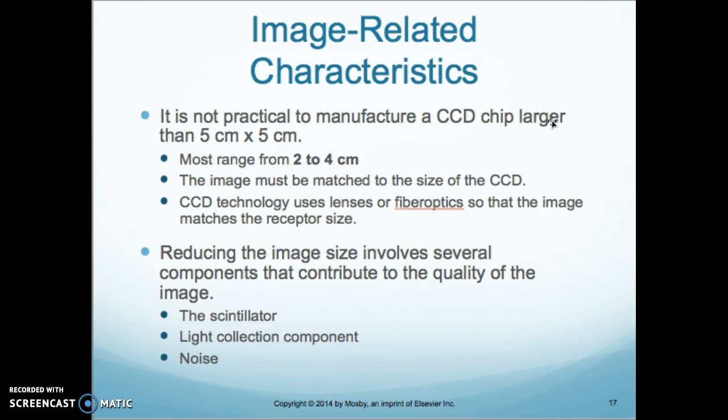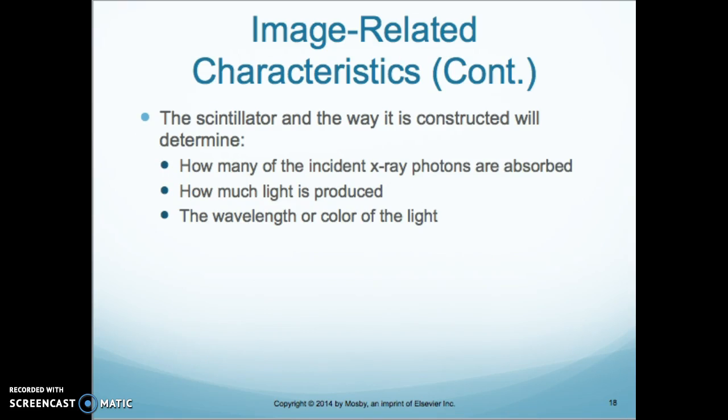Okay, so it is not practical to manufacture a CCD chip larger than 5x5, so most ranges are between 2 and 4. The image must be matched to the size of the charge coupled device. So the CCD technology uses lenses or fiber optics so that the image matches the receptor size. Reducing the image size involves several components that contribute to the quality of the image: the scintillator, the light collection component, and the noise.